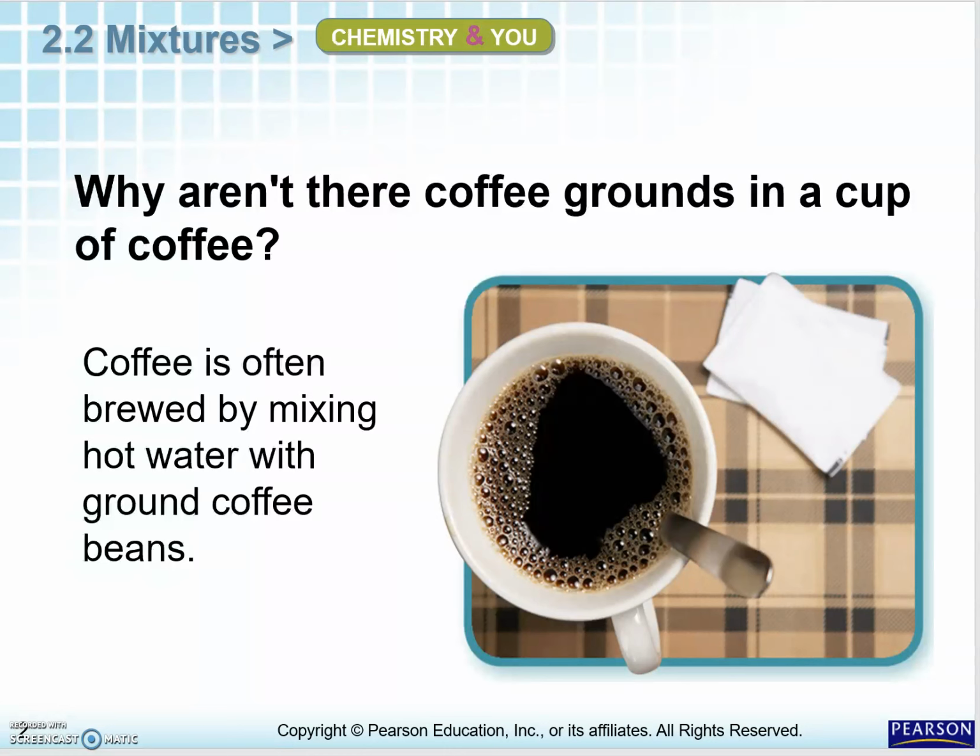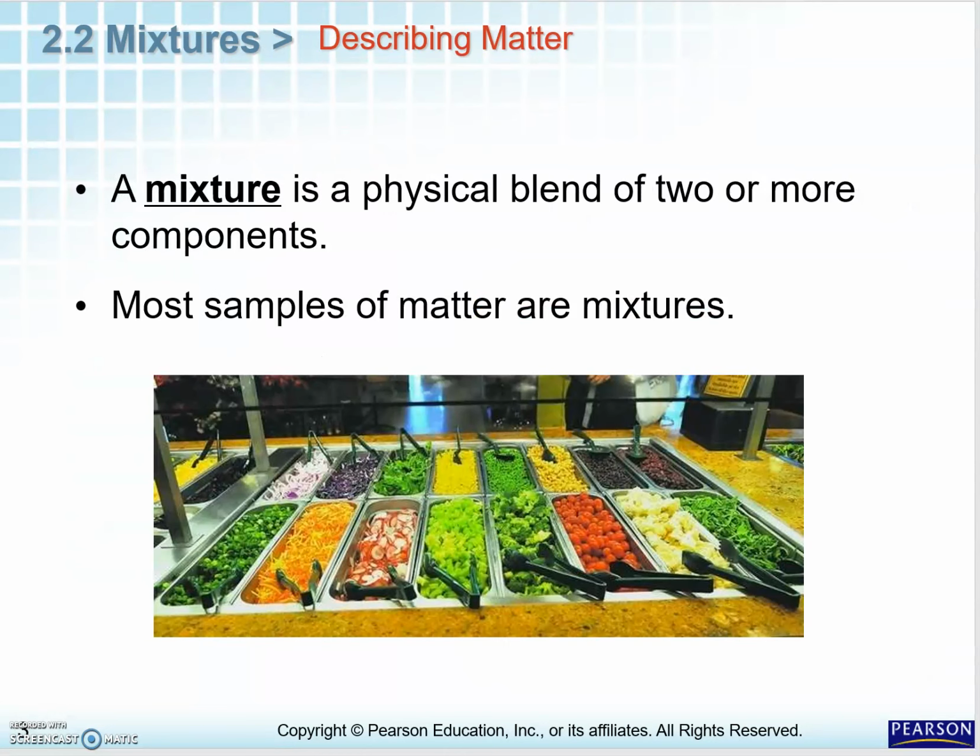So a mixture is a physical blend of two or more components, and most samples that you're going to look at are going to be a mixture. A great example is a salad bar. Whenever you go to a salad bar, there are all these different types of mixtures that you can make. You can get lettuce, spinach, or some type of blend, and right away you're going to start making a mixture of salad, as well as broccoli and all different kinds of things depending on your preference.